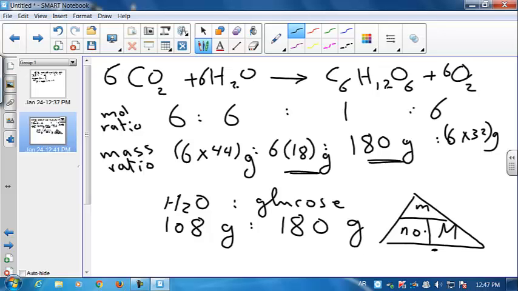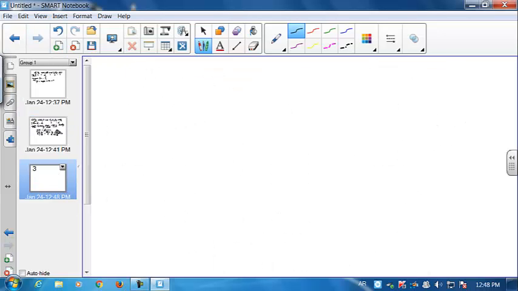I don't have 108. I have only 54 gram. So this gives how much? Cross multiplication. Okay, now you see, because he gave me the water in gram and he wants the mass of glucose in gram, this is why I converted the mole ratio into mass ratio. So how many grams? It will be half of it. So it will be 90 gram. If each 108 gram of water gives 180 gram of glucose, then 54 gram of water will give 90 gram of glucose. Okay.